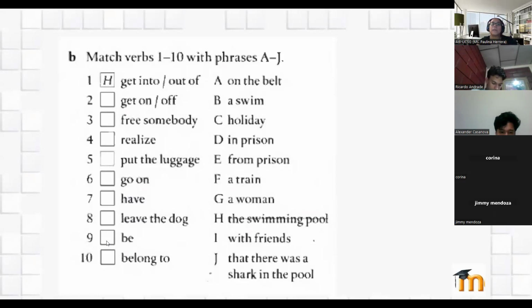So for example, like this. Get into or get out of the swimming pool. Now, get on or get off what? Free somebody. You complete it. Realize. What can you realize? Put the luggage where? Go on. Doing what? Or with whom? Have. Leave the dog like that. Okay, so think about it, and when you're ready, let me know.